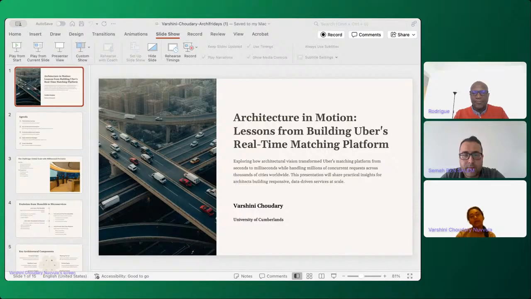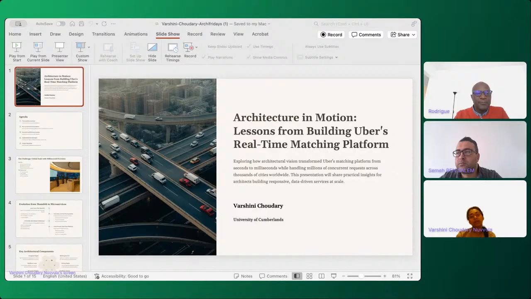Next, we will dive into the Uber story. It started like many startups, with a monolithic architecture, simple, quick to build, and effective for early growth. But as demand grew, the model showed its limits. Between 2013 and 2015, Uber began decomposing the monolith into discrete services.